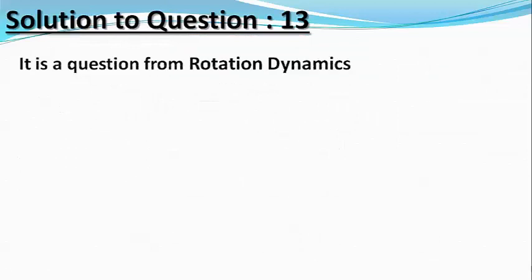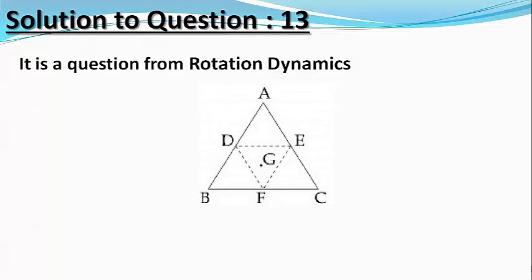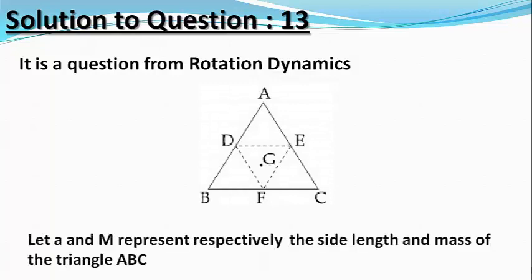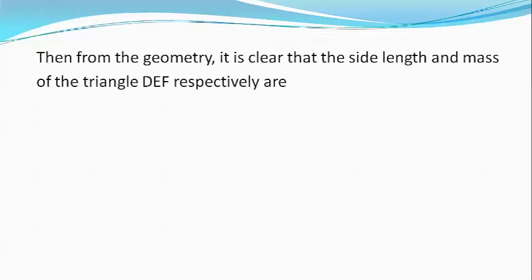That's a nice question from rotation dynamics. Let us try to solve this question. Let a and capital M represent respectively the side length and mass of the triangle ABC. Then from the geometry, it is clear that the side length and mass of the triangle DEF are a by 2 and M by 4 respectively.